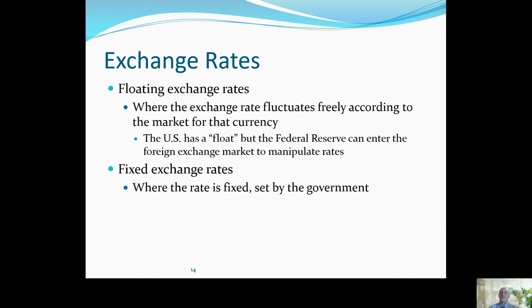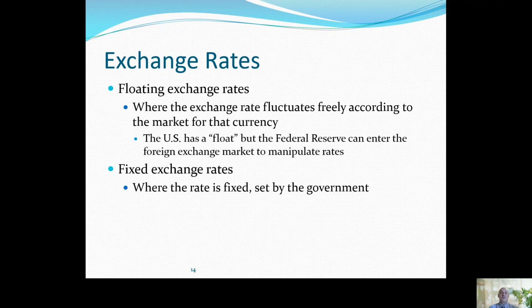There's also the idea of what's called a fixed exchange rate. That essentially means that the rate is fixed based on what the government has decided. And what that means is the government is going to have to somehow manipulate the supply and demand of their country's currency in order to keep the price constant. So as the world's supply and demand of that country's currency changes, the government has to step in to make it so that the price stays the same.